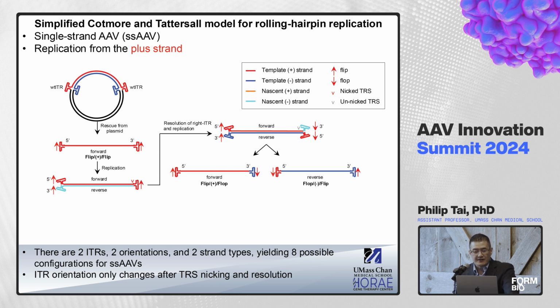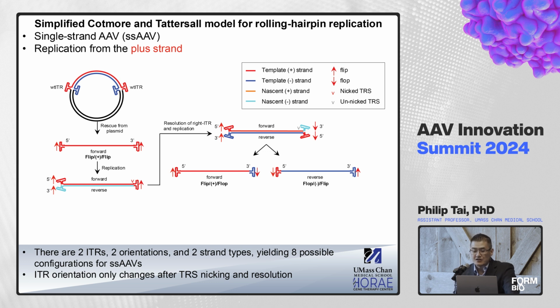So let's say, for example, after resolution, we rescue from the plasmid and we're working with this top strand, or the plus strand of the molecule, which is in a flip configuration as designated by these up arrows on the 5' and 3' ends of the molecule. During replication, what you form is this reverse strand. And as I mentioned before, when you replicate a flip-configured molecule, you get flip. But in order to get the opposing configuration, you get resolution at the TRS. The old 3' ITR then becomes the new 5' ITR of the newly synthesized molecule.